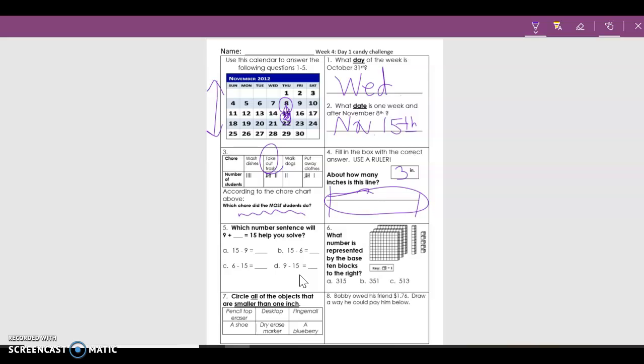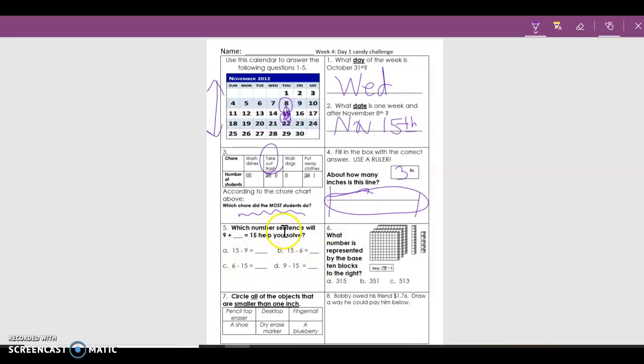It's just trying to help them remember how to connect fact families. So if 9 plus something makes 15, that means 9 is a small piece of the family. Another small piece is missing, and the biggest number is going to be 15. So they know that these are two of the numbers in the family they can use.